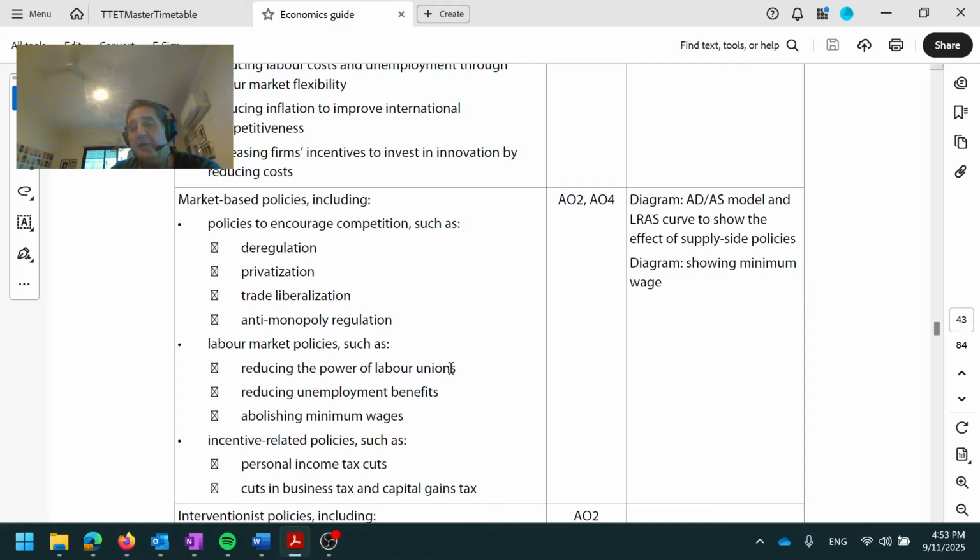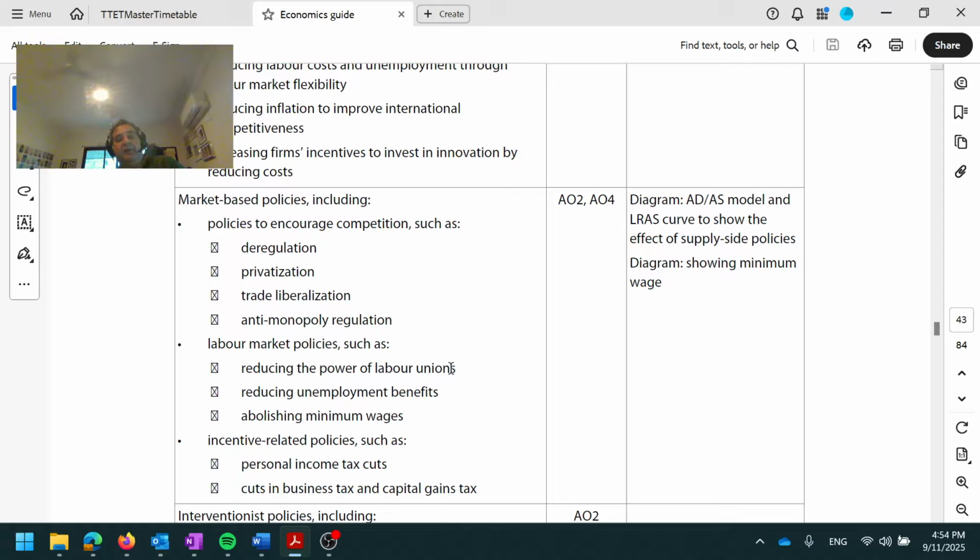Trade liberalisation, the removal of tariffs, quotas, subsidies, export subsidies, will make things more efficient, but obviously those firms and industries which don't have a comparative advantage will basically die off, and that will lead to unemployment and structural unemployment in those sectors.